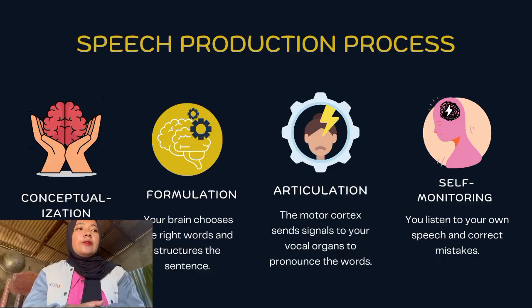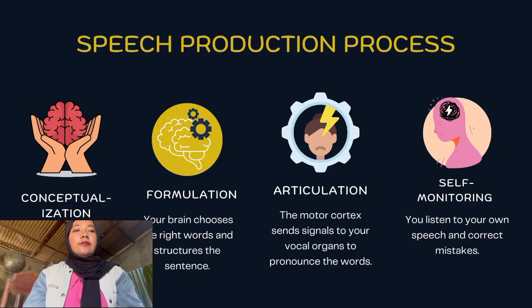Number 4, speech production process. Speech does not just happen instantly, the brain goes through several steps. Number one, conceptualization. You first form an idea in your mind: I'm thirsty. Number two, formulation. Your brain chooses the right words and structures the sentence: Can I have some water?